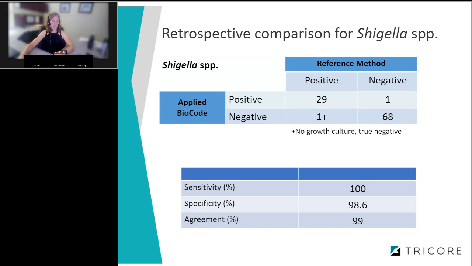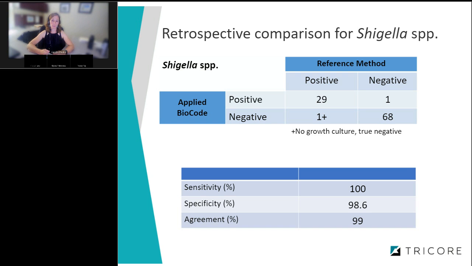For Shigella, we found fairly good concordance across the platform. There was 1 that was negative on Applied BioCode and positive by BD Max. This had no growth in culture, so we determined this to be a true negative. Of course, that could be caused by a difference in the limit of detection between the 2 assays as well.